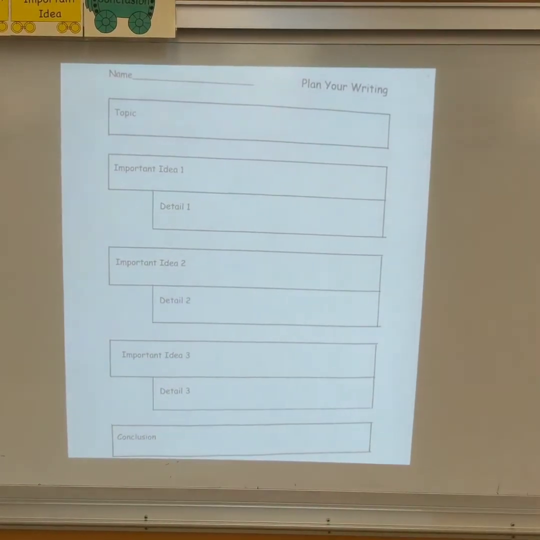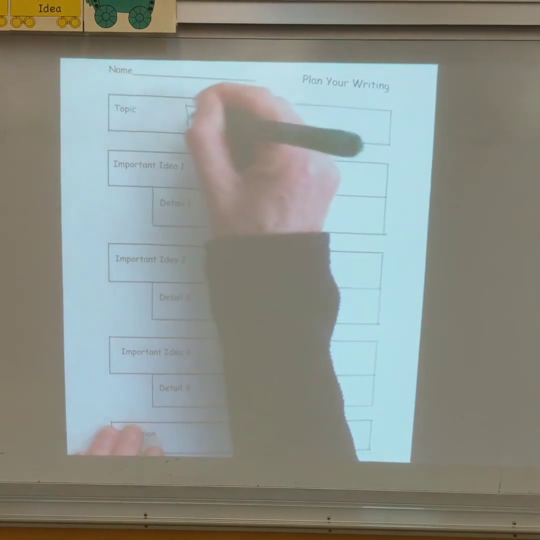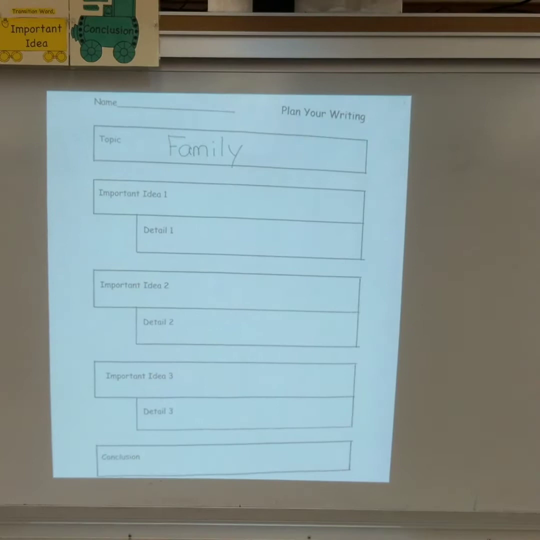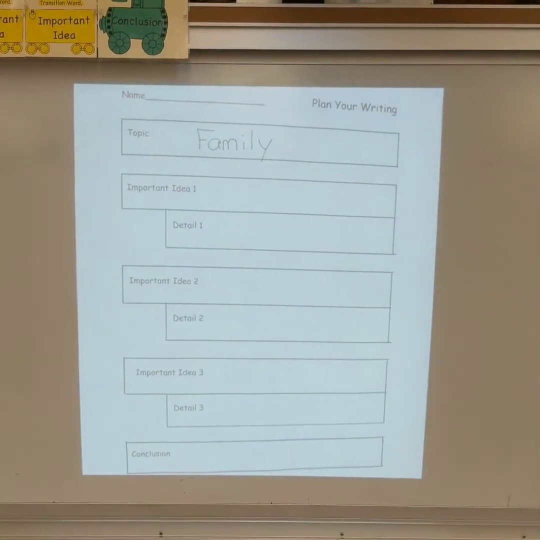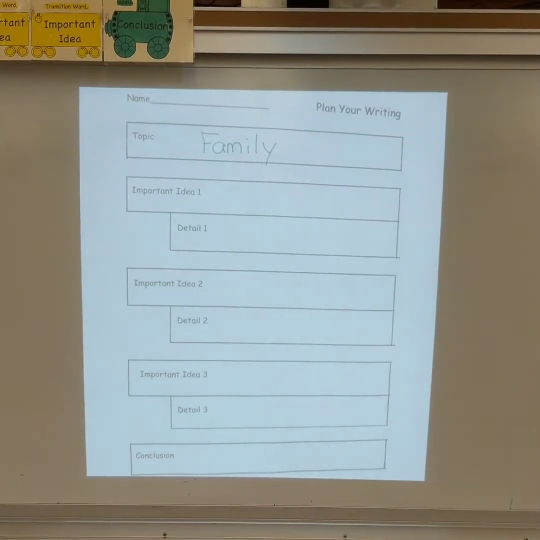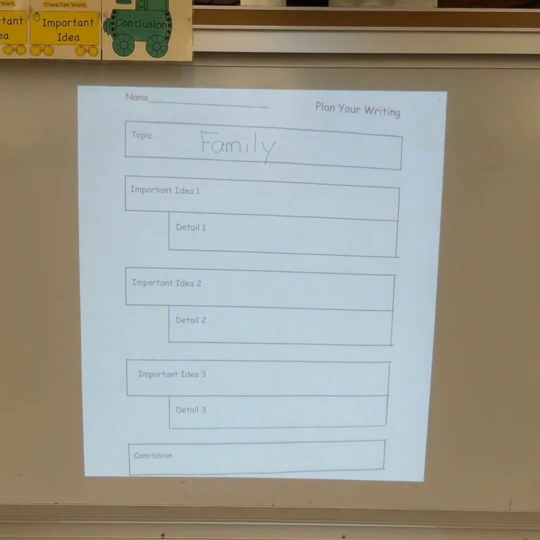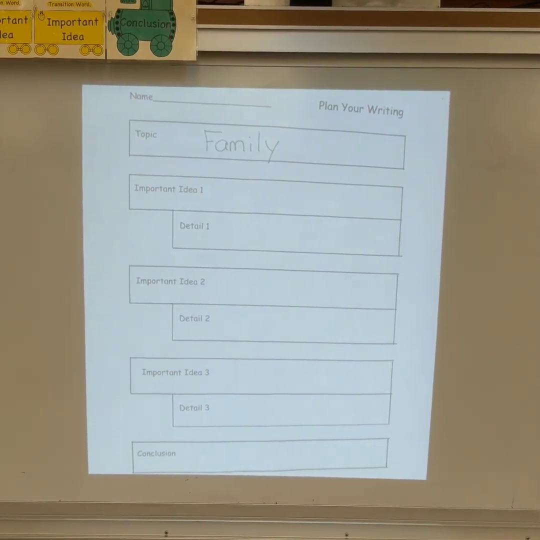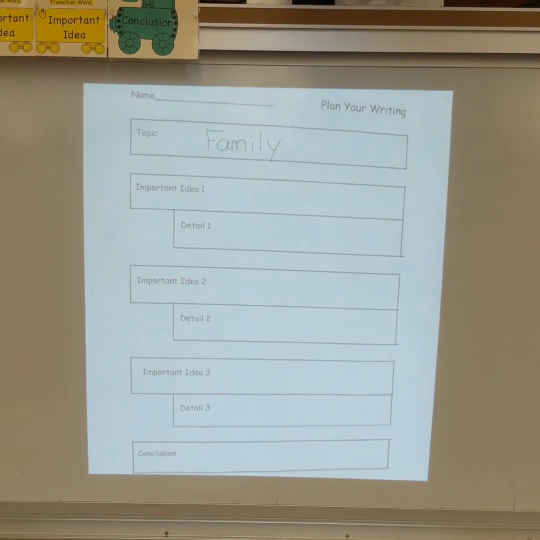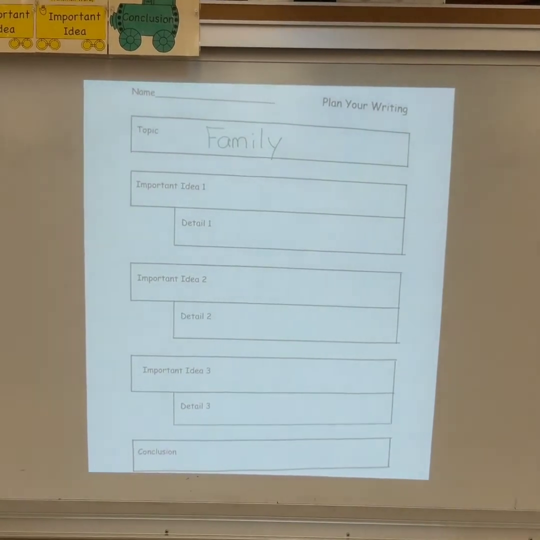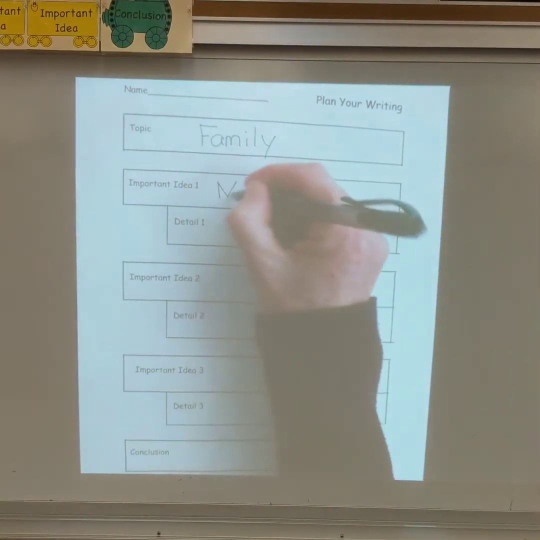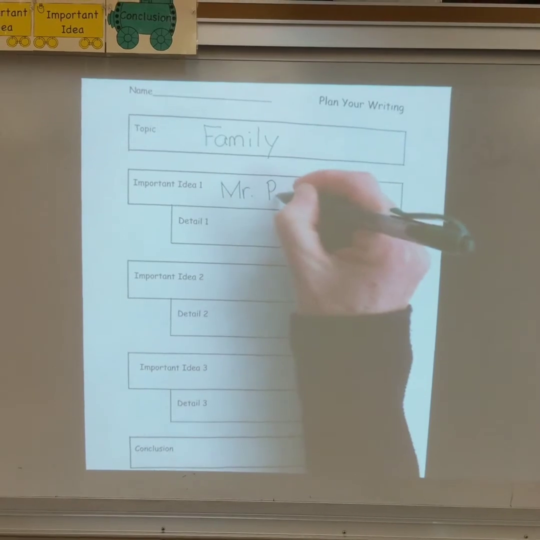Well, my topic, as I said, is going to be my family, so I'm just going to write family up there. That's my topic. That's what I'm going to be writing about. All this other stuff is going to be about my family. Now, for my paragraph, I want to write down different people who are in my family. And you could include anybody. For my paragraph, I'm going to start off with Mr. Peters, my husband.